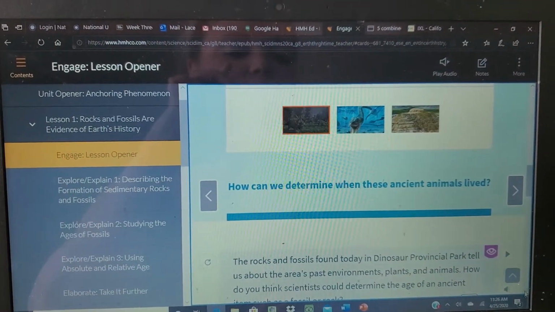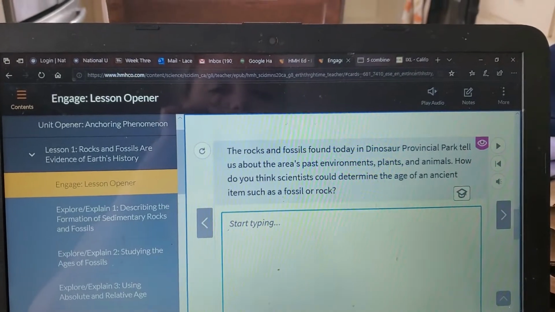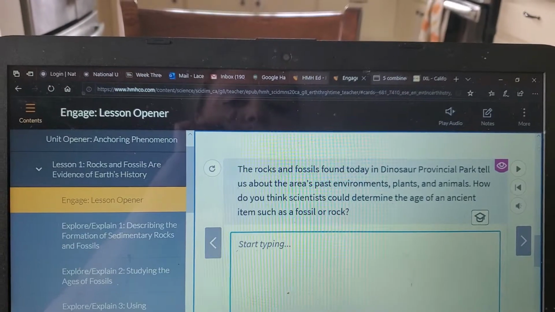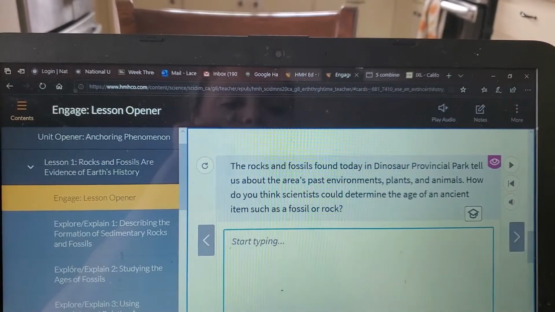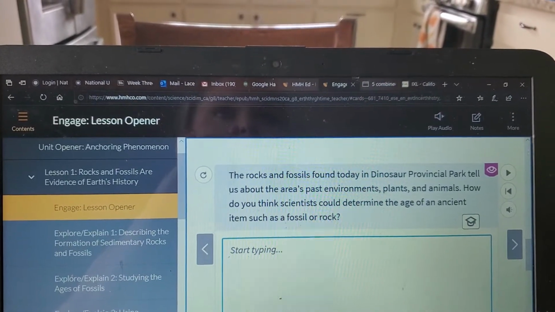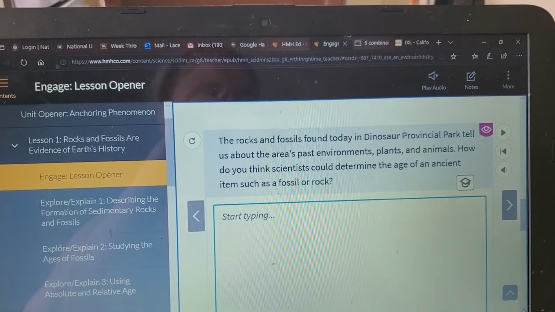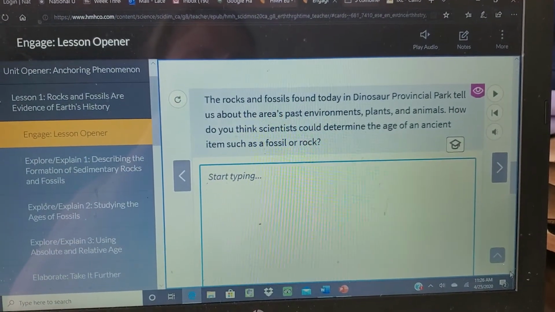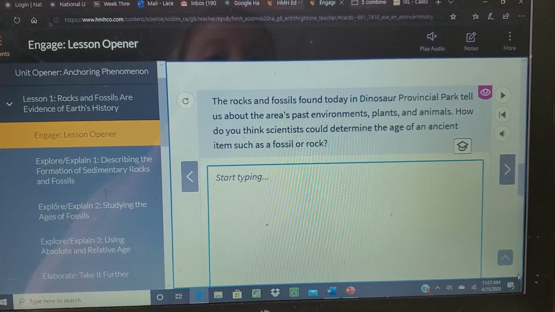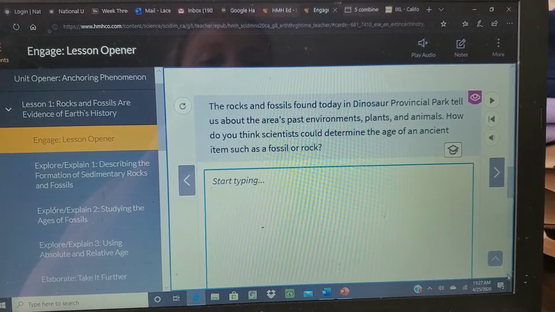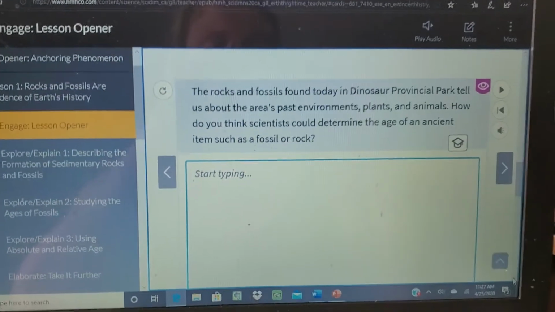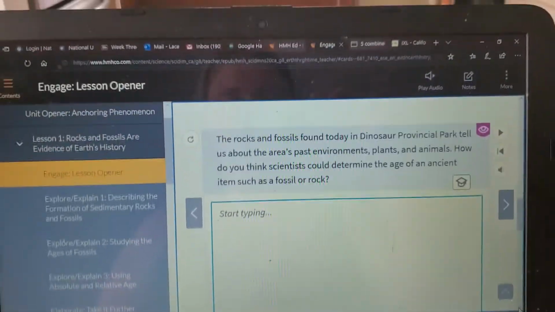main question. The main question I want you to answer today is: the rocks and fossils found today in the Dinosaur Provincial Park tell us about the area's past environments, plants, and animals. How do you think scientists could determine the age of an ancient item such as a fossil or rock? We've already had previous discussions about this, and now it's up to you to type in this question and answer it and tell me, how do you think scientists could determine the age of an ancient item, such as a fossil or rock? I'll give you just a couple minutes to answer that question.